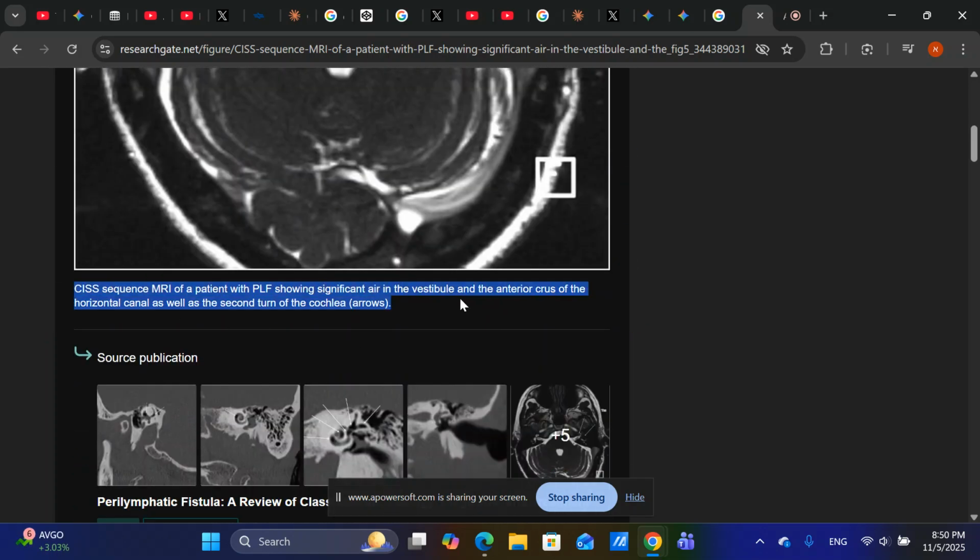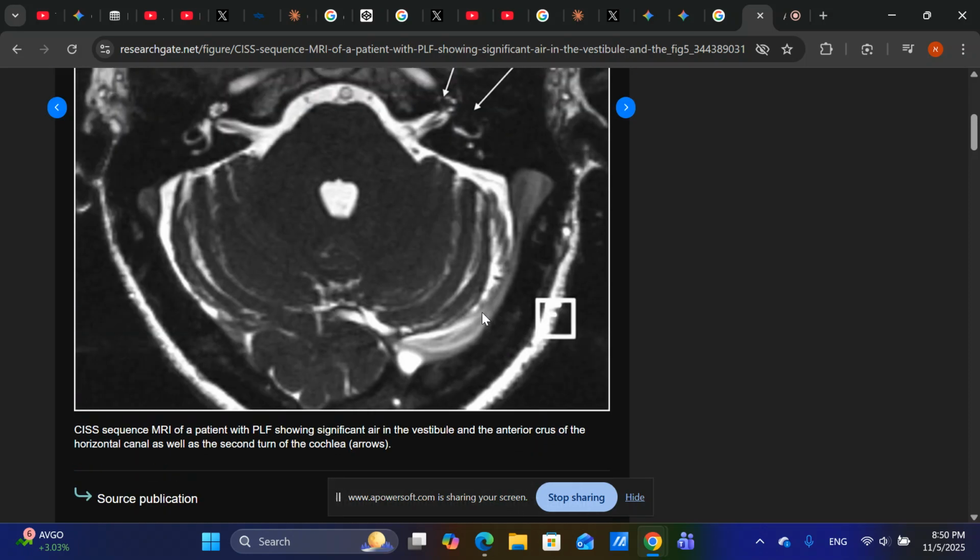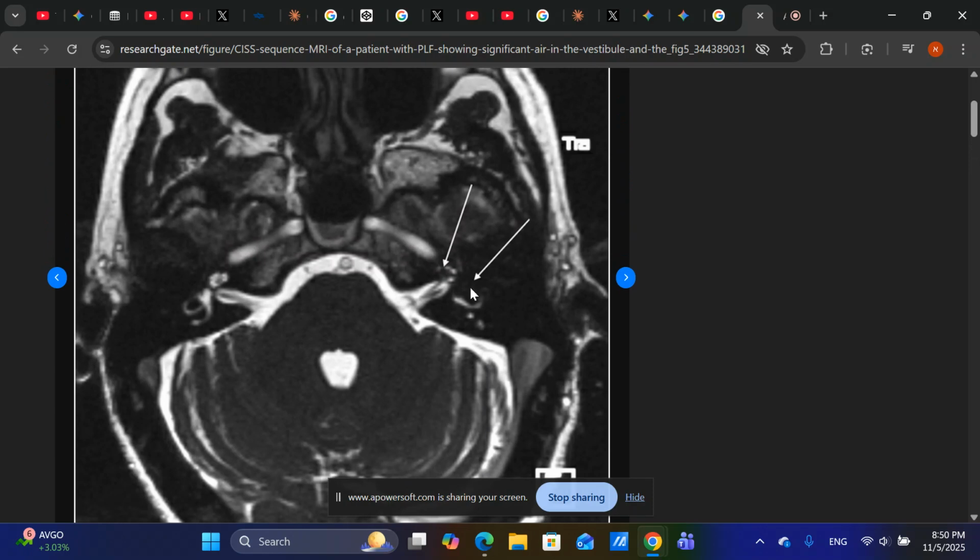You can also read it right over here. CISS sequence MRI of a patient with perilymphatic fistula showing significant air in the vestibule and the anterior crus of the horizontal canal, as well as the second turn of the cochlea, as we can see on these arrows.